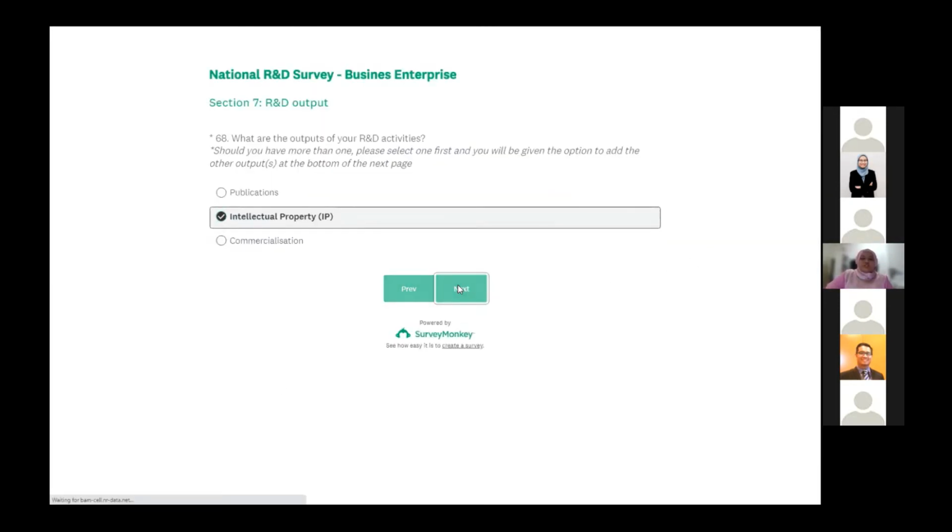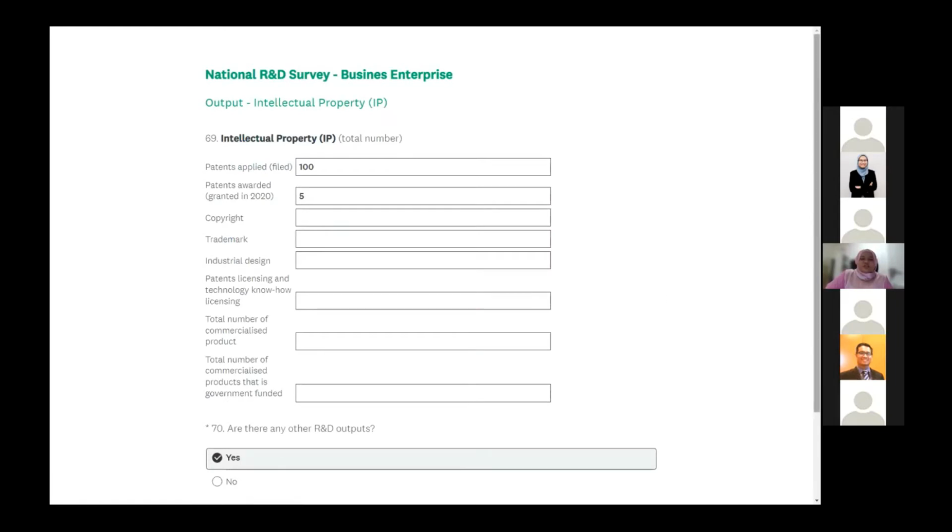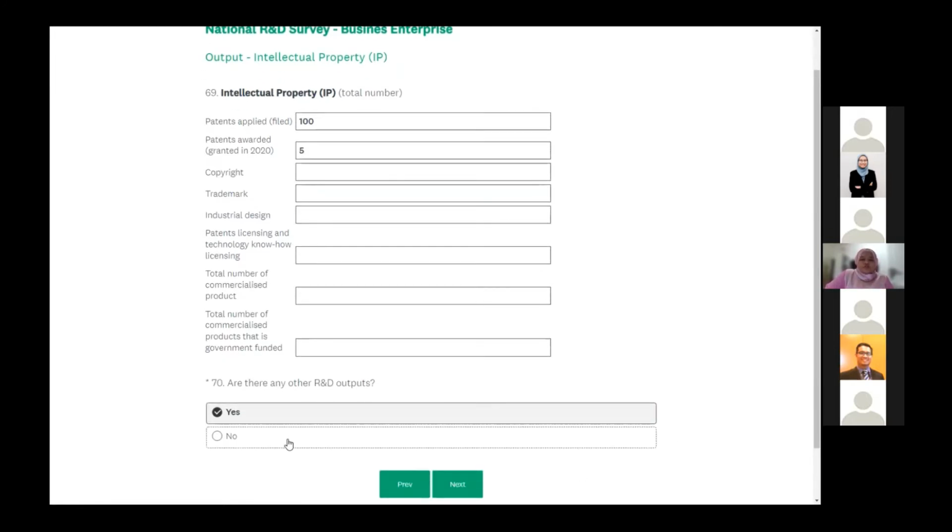So if there is one more last R&D output, I believe, which is intellectual property. So intellectual property can be patents, and patents, we understand how long it takes for one to be filed, to be actually awarded. So maybe you applied for 100, but only 5 were given. So it's okay, we do accept that as well. So no more other R&D outputs, I believe.